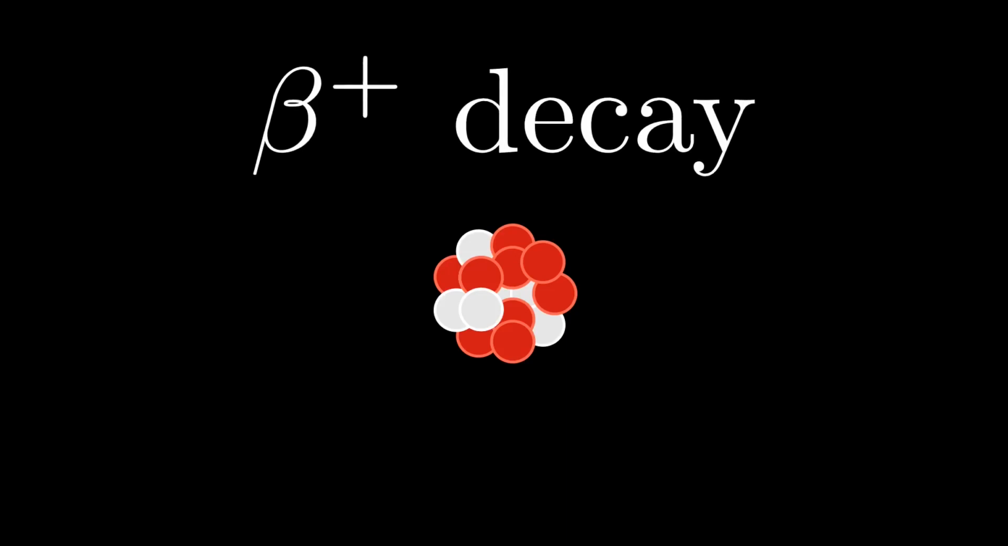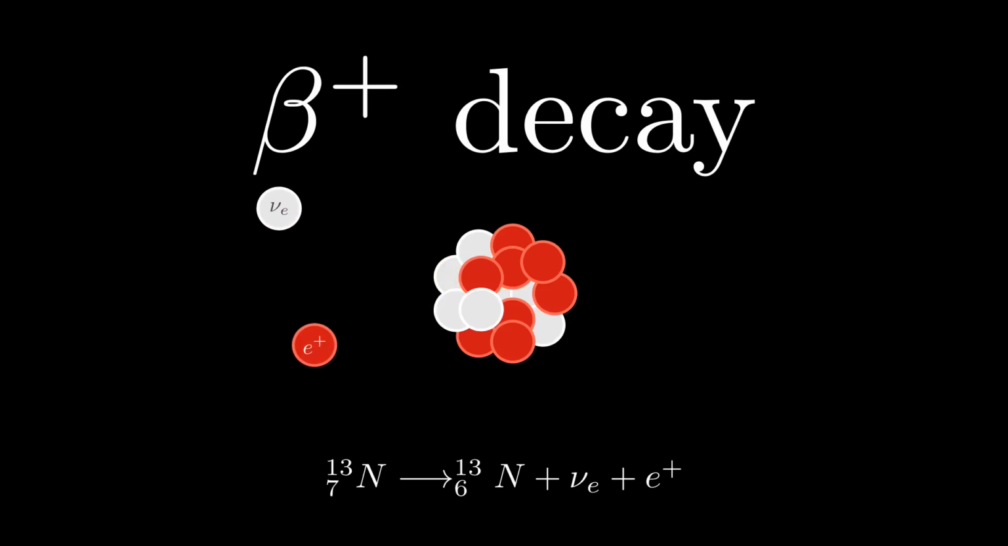In this decay, a proton in the nucleus becomes a neutron, a positron, and an electron neutrino. The newly formed neutron remains in the nucleus, and the electron neutrino and the positron are ejected from the nucleus. We call the antiparticle of an electron a positron.